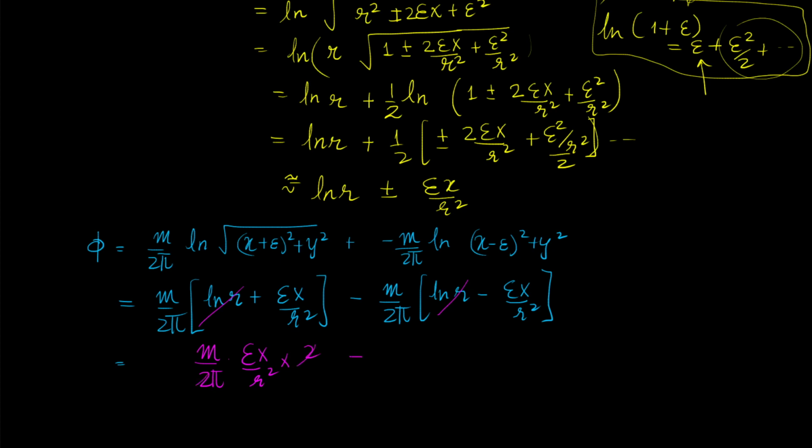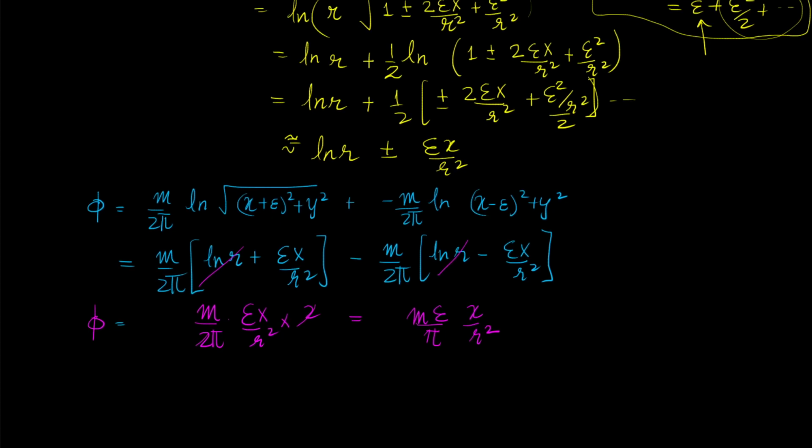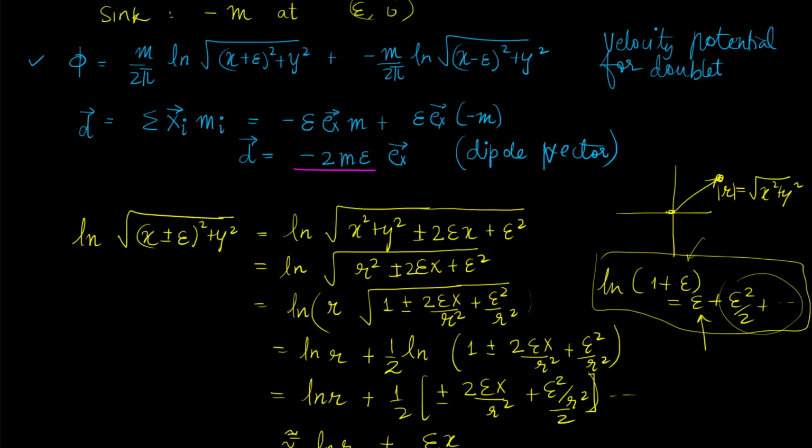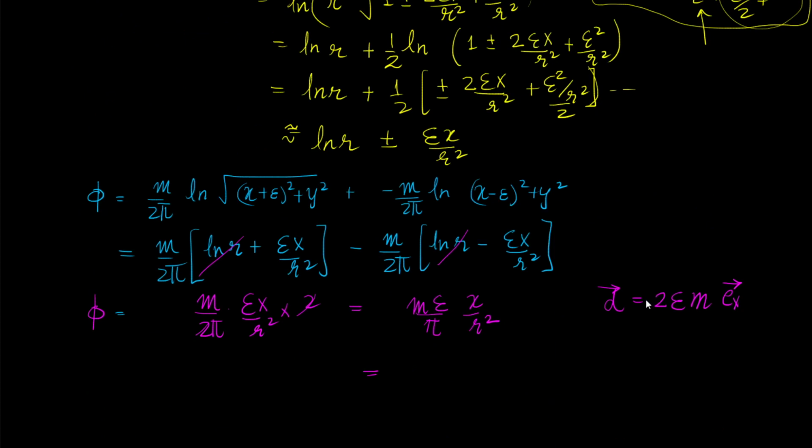So this 2 cancels out. So this is simply m epsilon upon pi x upon r square. This is the expression for the velocity potential. And if we look at the definition of the dipole, the d vector was 2 epsilon m ex. So if this is true, we can write down the final expression as, okay, I think we missed a negative sign. Yeah, so this is the negative of this, so there is a negative sign over here.